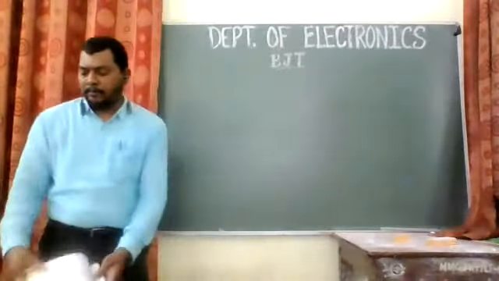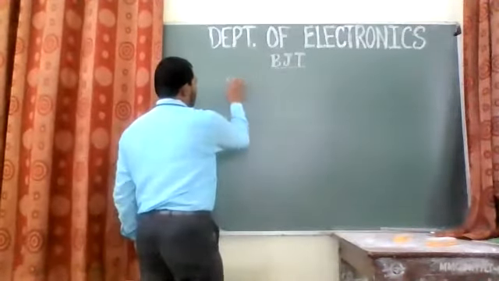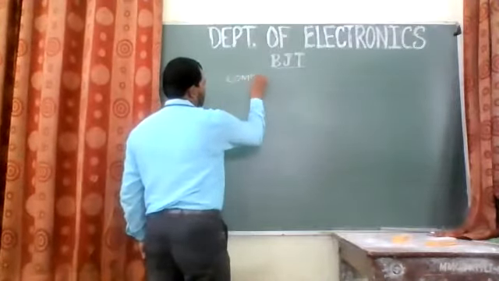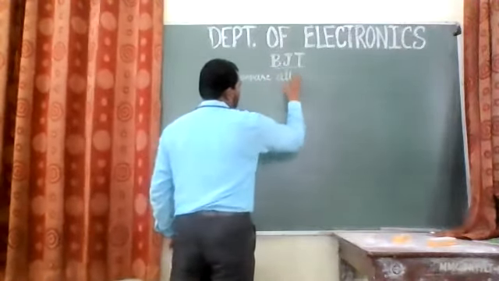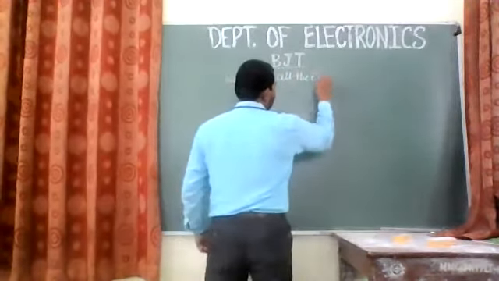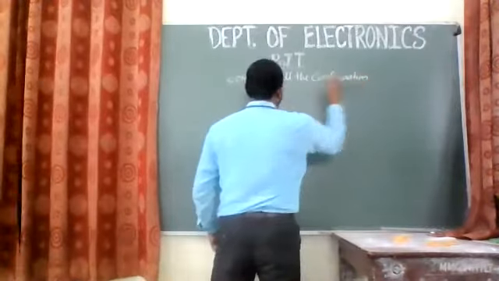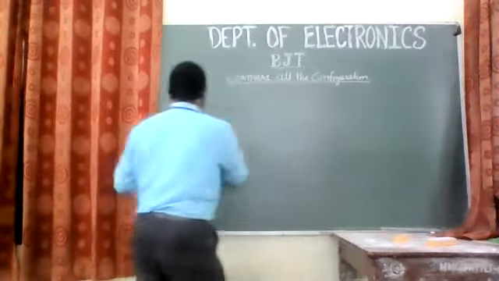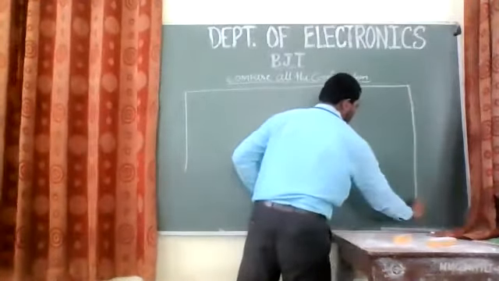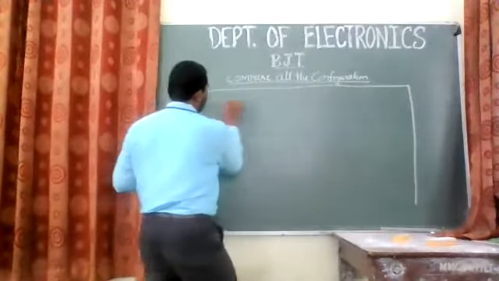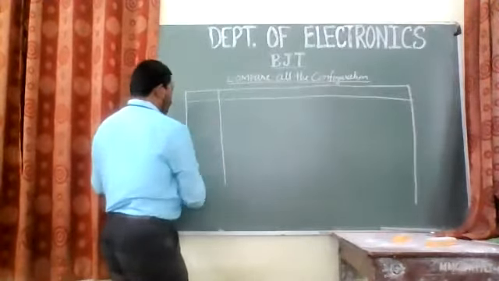So, what should be the comparison points? Let us begin with that. I'm trying to compare all the configurations, which is CE, CB and CC, right? So, all the configurations, if we compare them, I will try to make a table like this, and accordingly we'll try on which points we are going to compare these, right?